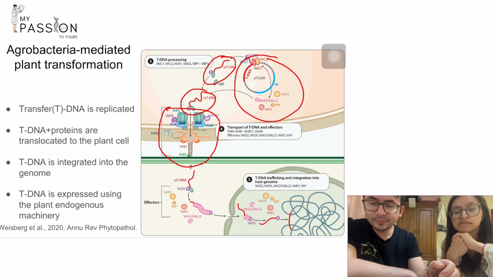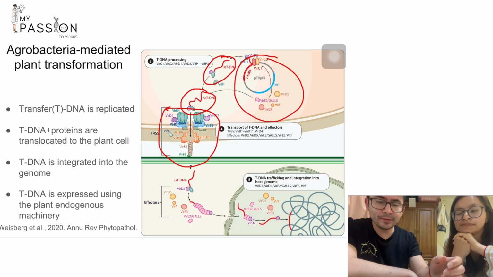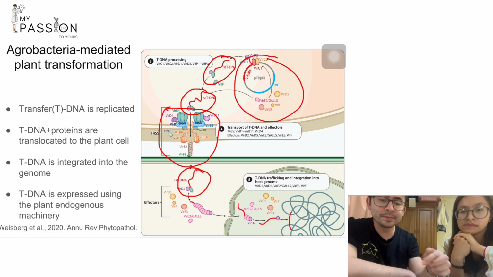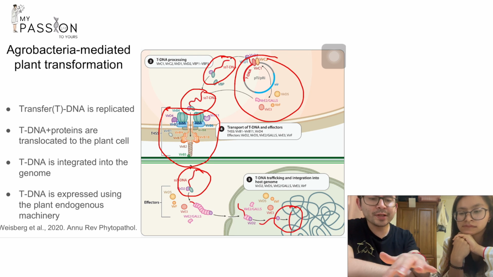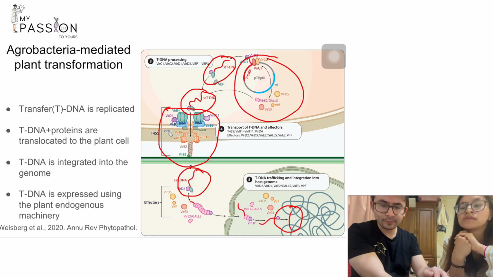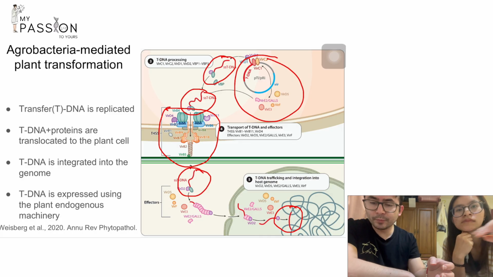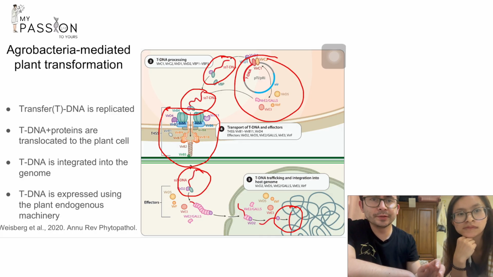Okay. So the last thing that has to happen is that the tDNA is moved from the bacteria to the plant cell and eventually integrated into the plant's own genome. So all of this process happens during transformation. Well, let's stop here for now. So this is pretty much what happens during transformation.